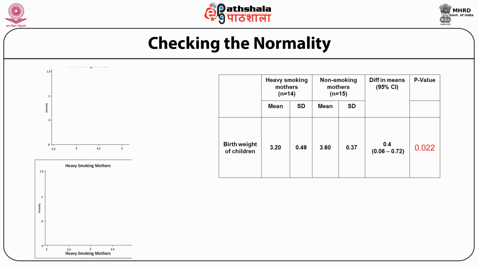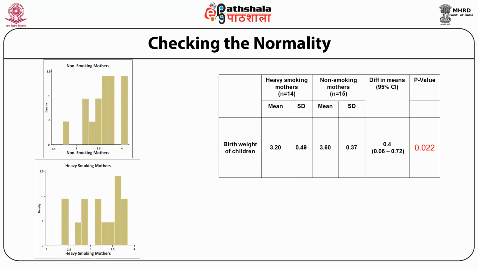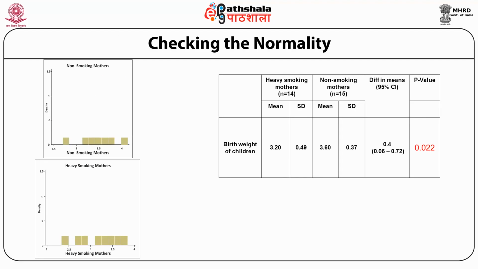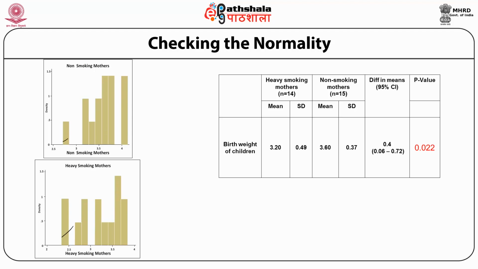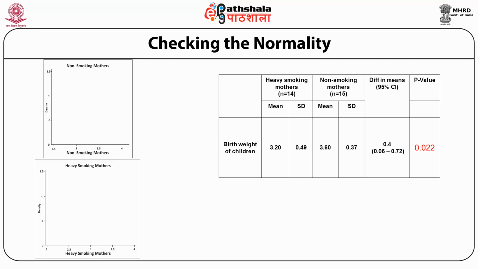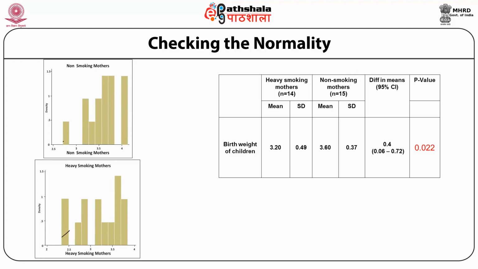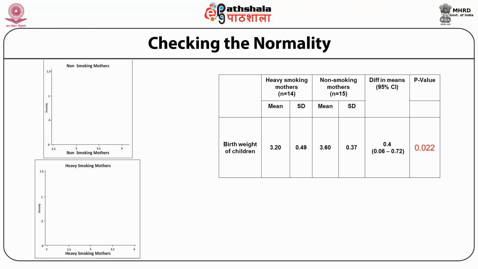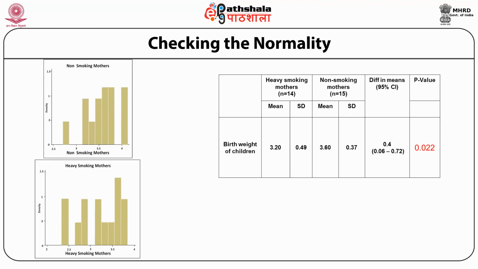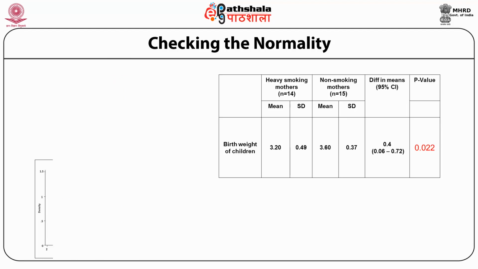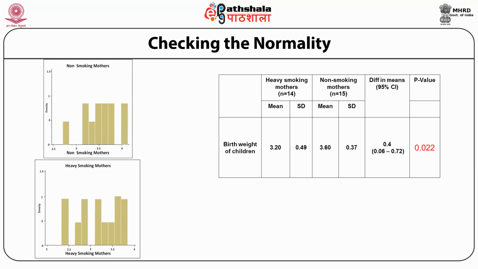Here the example is explained. First of all, we will check the normality. This graph is drawn by plotting the histogram. We find that it is nearly normal in the first case, and the heavy smokers are also nearly normal, though flatter. You can go for the t-test. If you look at the p-value, it is 0.02. It is less than 0.05, so we say it is significant.